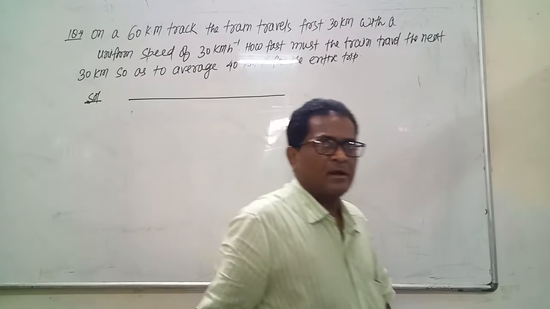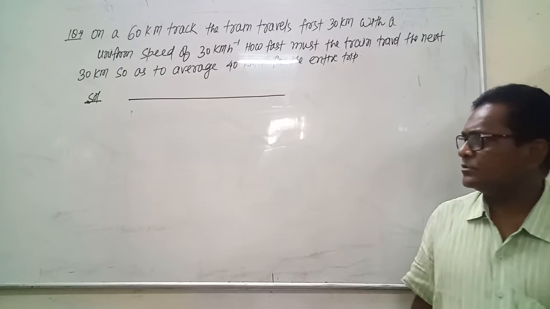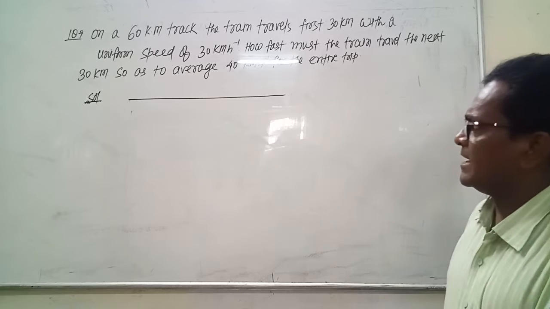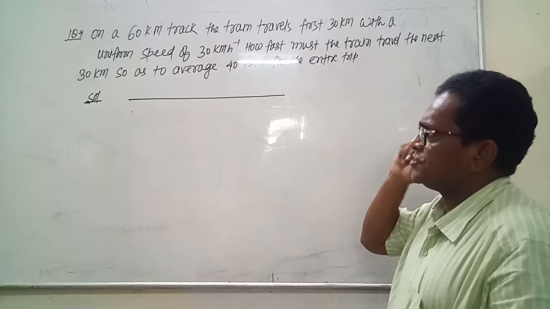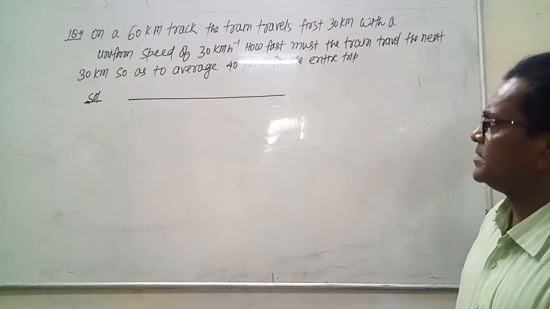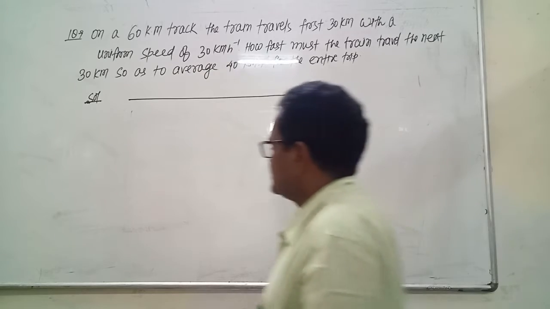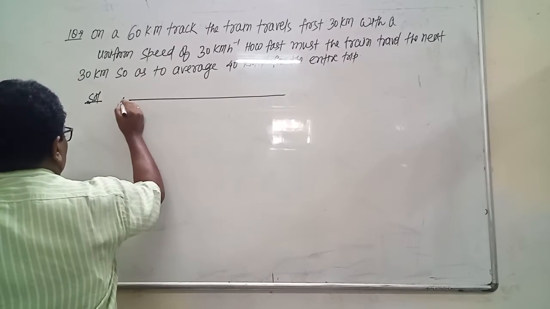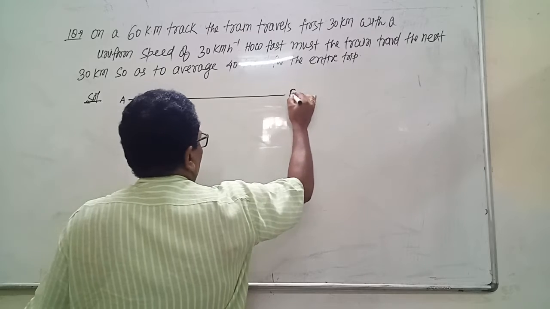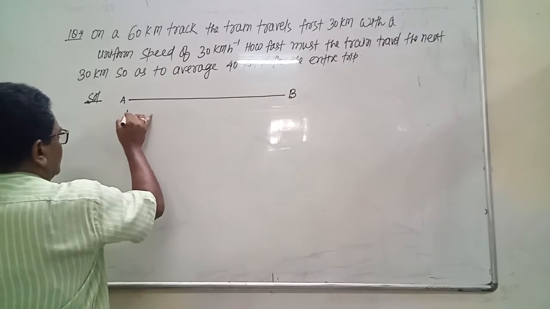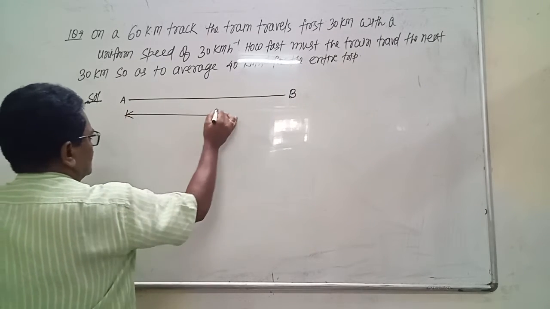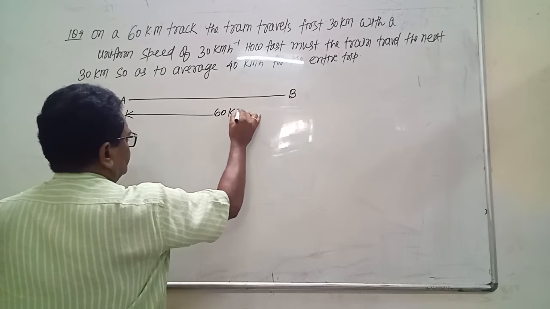आज के वीडियो में कंटिन्यू करेंगे न्यूमेरिकल्स ऑन kinematics. So there is a question on a 60-kilometer track. There is a track AB and the length of this track is 60 kilometer.